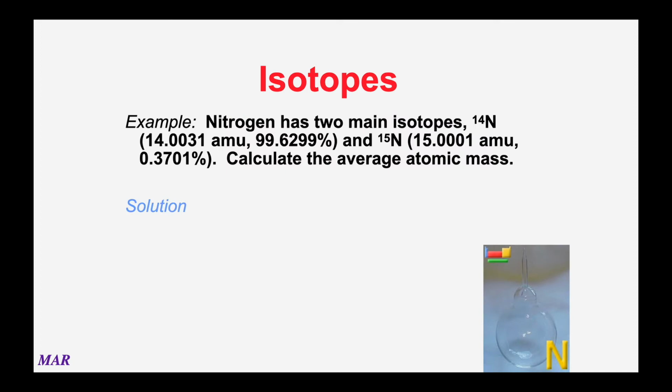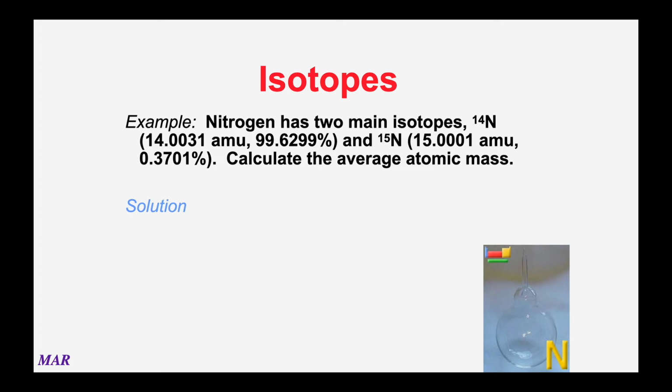Nitrogen has two main isotopes, nitrogen 14 with a mass of 14.0031, 99.629%, and nitrogen 15, 15.001 AMUs, 0.3701%. We're using a lot of sig figs here, and that's what people do when they calculate the numbers you see on the periodic table. So from these two, we can calculate the average atomic mass.